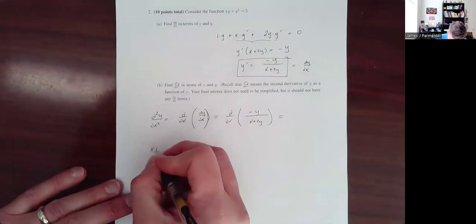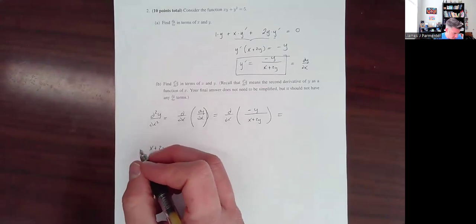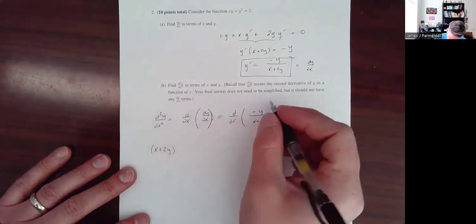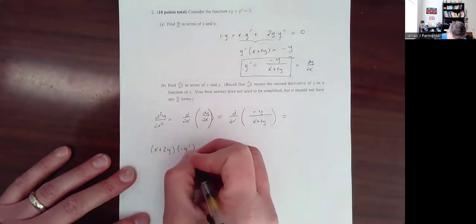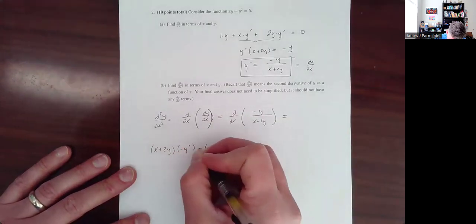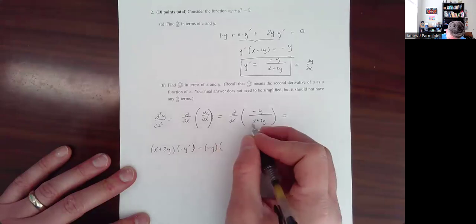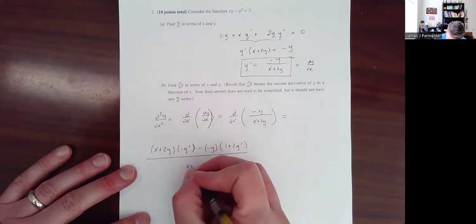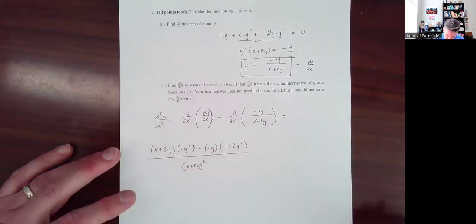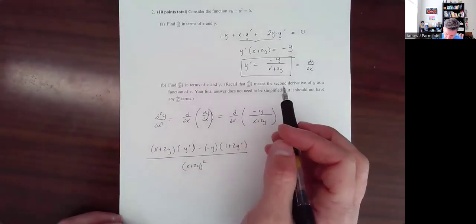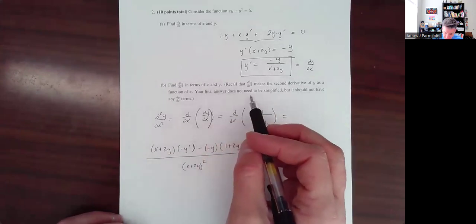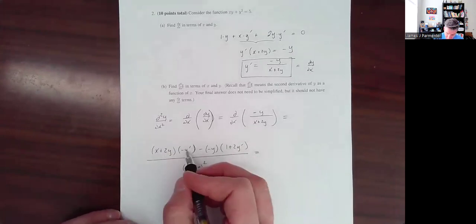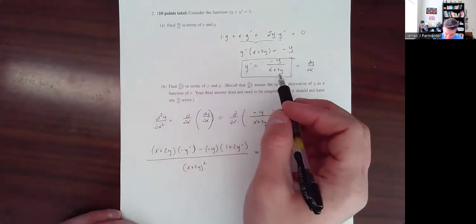So the bottom, over here, times the derivative of the top, which is going to be negative y prime, minus the top times the derivative of the bottom, which is 1 plus 2y prime, all divided by the denominator squared. If we go back and read the instructions, recall this means the second derivative of y as a function of x. The final answer does not need to be simplified, but it should not have any dy dx terms. So we're going to replace every y prime with negative y over x plus 2y.